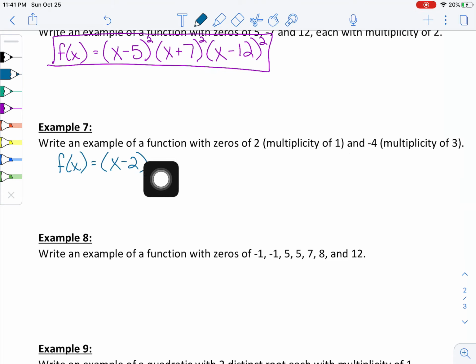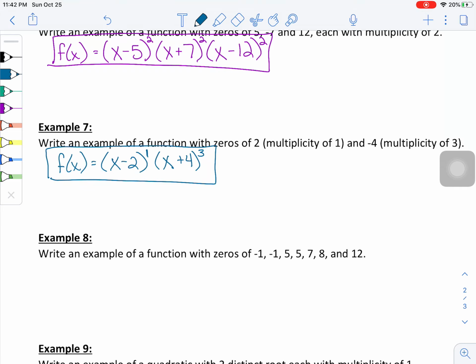Now it says multiplicity of 1. So if you want to, you could actually mark that with a power of 1. That just reinforces that multiplicity of 1. And I want a zero of -4. So if I want a -4, that means my factor needs to be x plus 4. And then to give it multiplicity of 3, I'm going to raise it to the third power, because that means that -4 as a zero would show up 3 times.